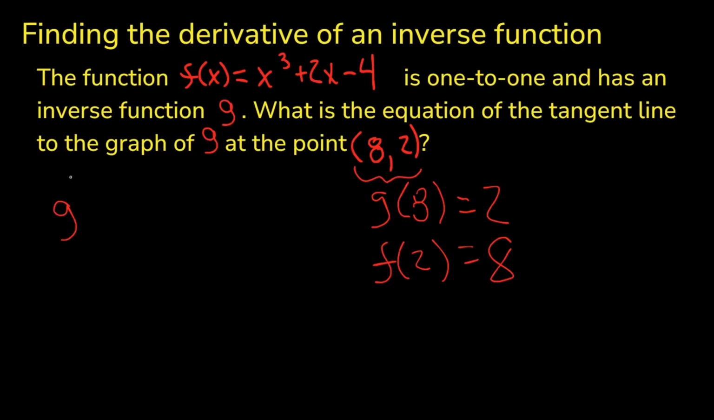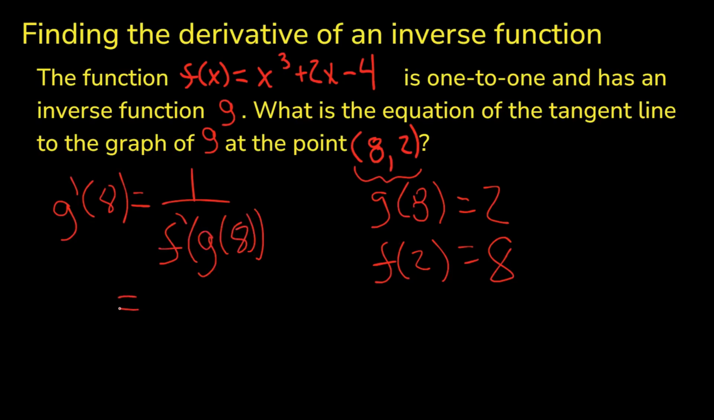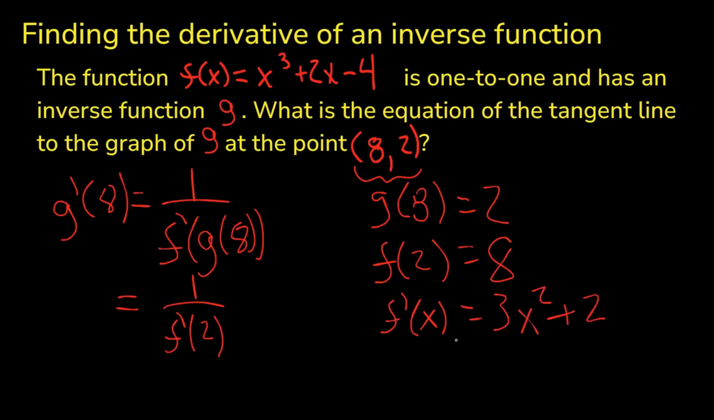g prime of 8 is equal to 1 over f prime of g of 8. g of 8 is 2, so this is 1 over f prime of 2. So f prime is 3x squared plus 2, f prime of 2 is equal to 14. So this is equal to 1/14.